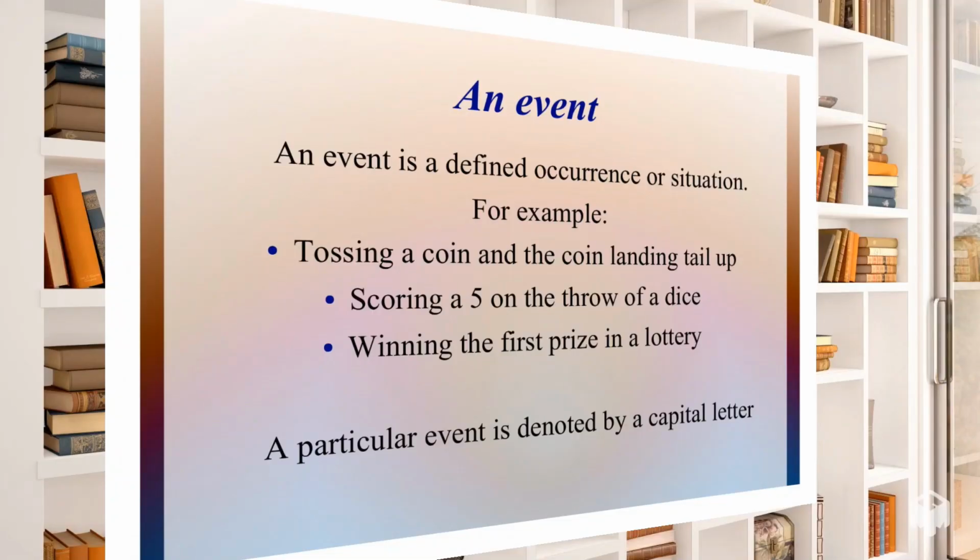Hi, what is the probability that an event occurs? First, let's look at some definitions. An event is a defined occurrence or situation. Tossing a coin and having the tail land upwards, scoring 5 on the throw of a dice, or winning first prize in the lottery. A specific event is represented by a capital letter.